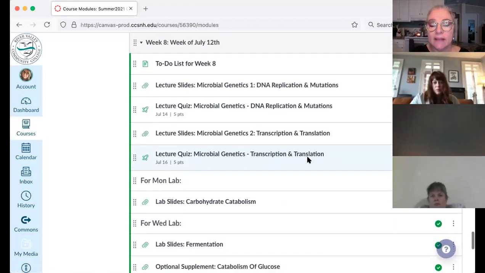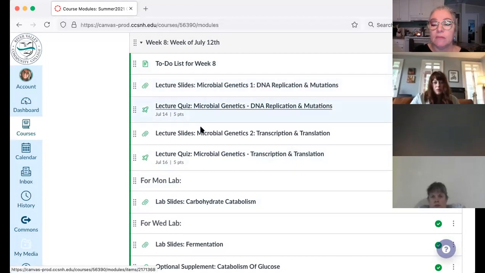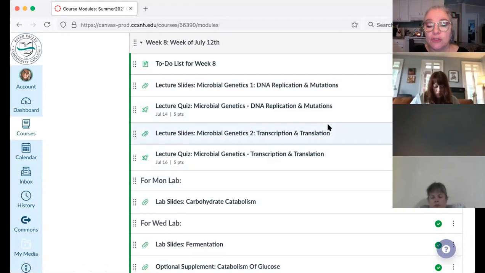Here's the week ahead. Your to-do list: microbial genetics, DNA replication and mutations; microbial genetics, transcription and translation. Those are the two processes that make up what we call gene expression. This is how genes get expressed, through transcription and translation and the production of protein.